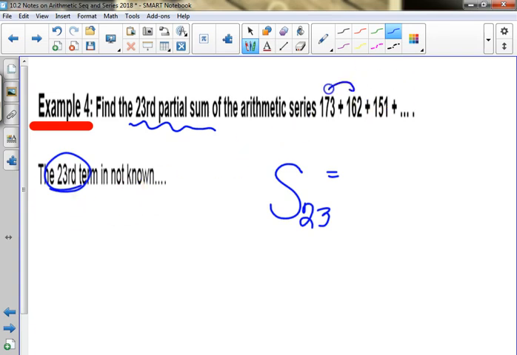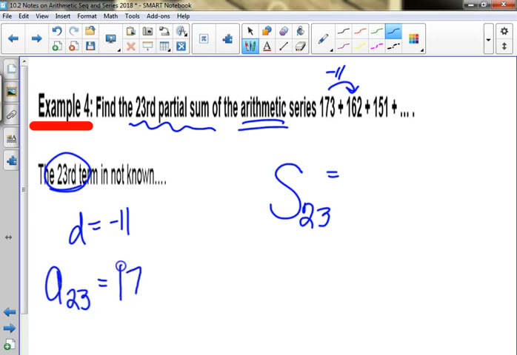Well, we can figure out the difference because they told us it's arithmetic. So it's going down, is that 9? 11. 11? I always get those. Okay. So the difference is negative 11. How do we find the 23rd term then? So we'd write 173 minus 11, 22 times. Yep. Yeah, don't know what that is. 69.